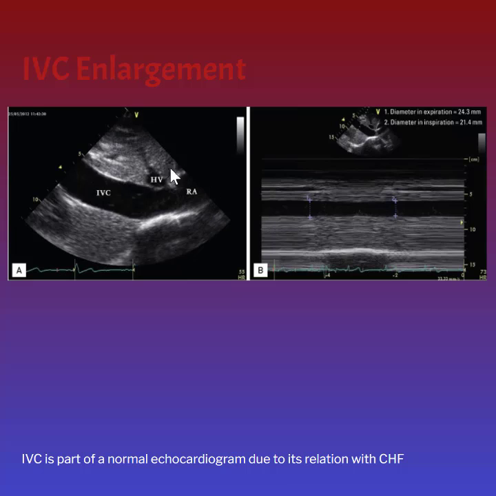We have the right atrium where the IVC brings blood into. And so we have a picture of the right atrium here. And we have a very dilated IVC. In echo, they use M mode quite often to measure things. So we can see that from wall to wall here, this area is representing the IVC. Wall to wall is 3.3 centimeters. So that is considered an enlarged IVC.